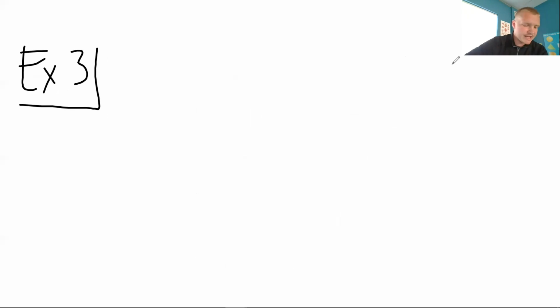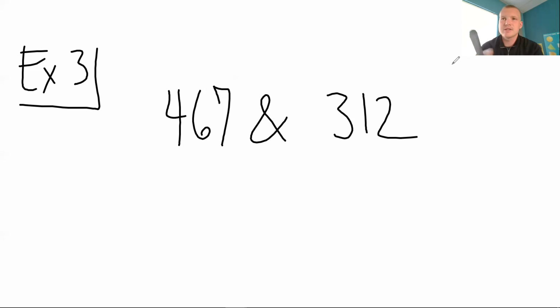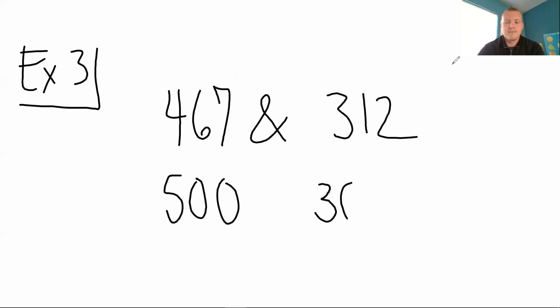Okay, example 3, estimate the sum of 467 and 312. So estimate the sum of the two. We're going to round both to the nearest 100. So Grace, what is going to be my answer here? Well, 467 goes to 500. Yep. And then 312 goes to 300. Yep.